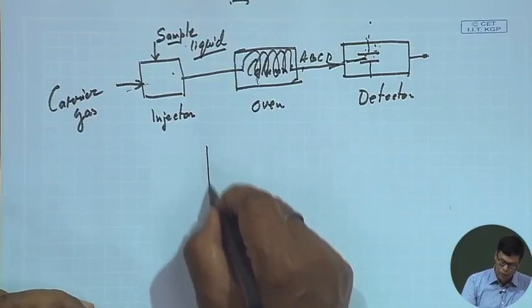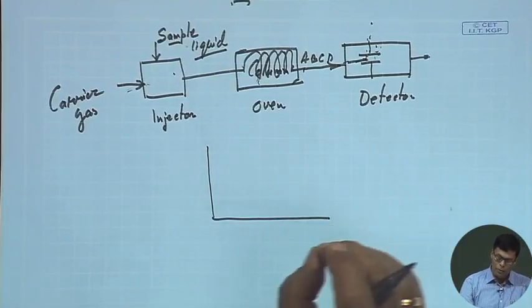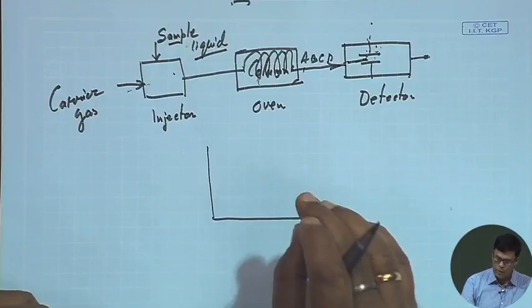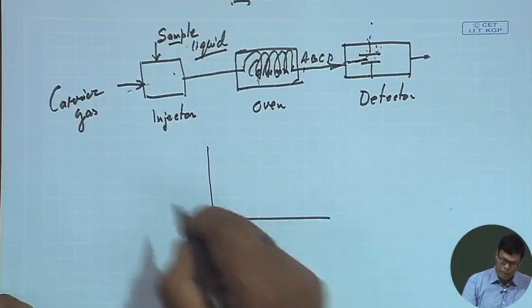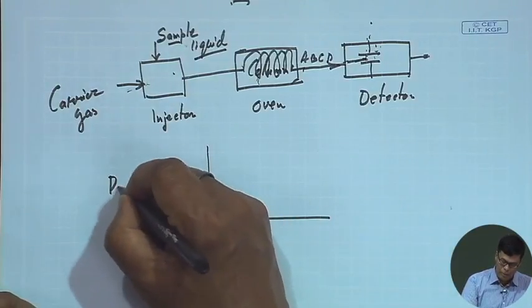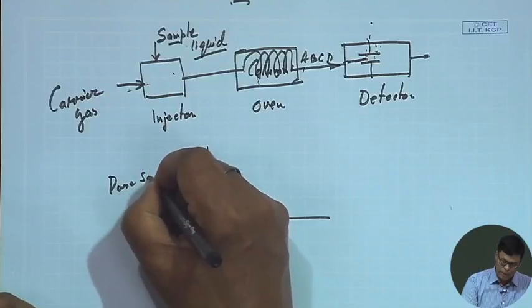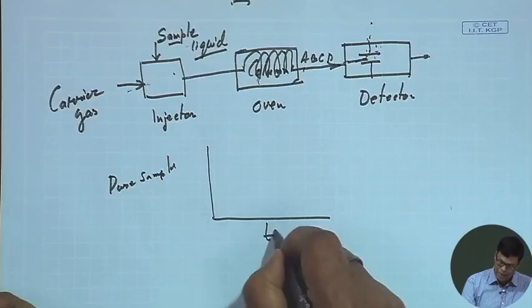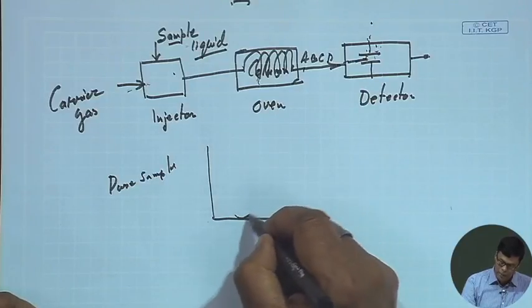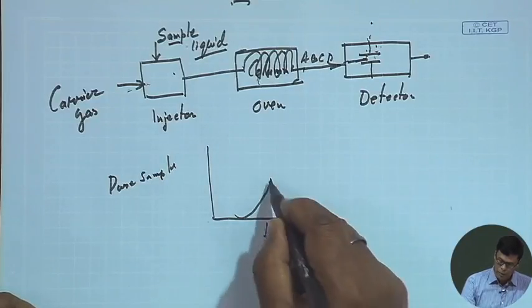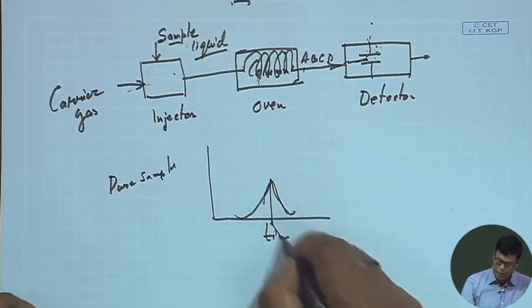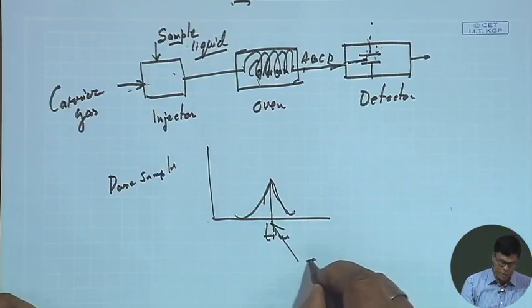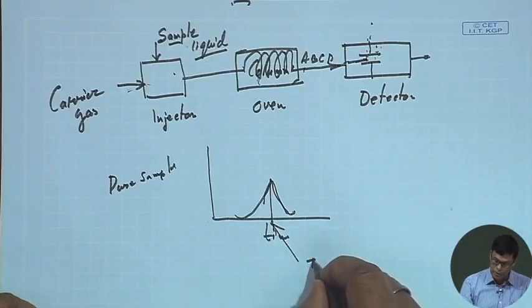Initially, what do you do? We have to find out what are the probable components present in that sample. So we can inject a pure sample, and then we find out at what time the peak is coming. This peak, we can find out at what time it is coming. This is called retention time.